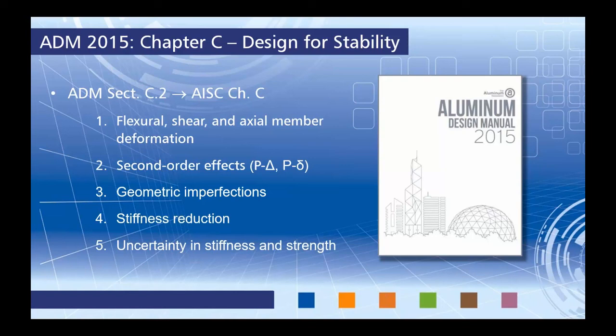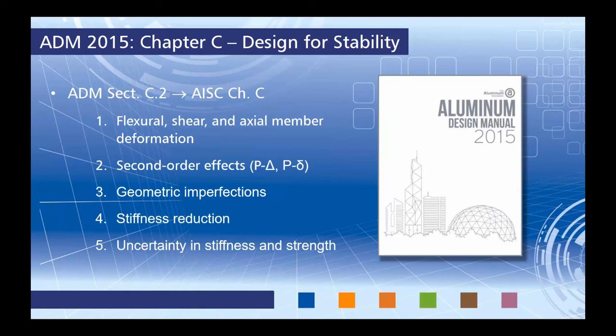There are 5 requirements that the ADM calls out for, and that's flexural, shear, and axial member deformations. That just means that the designer must determine whether connection deformations are significant and if they should take that into account with the analysis.